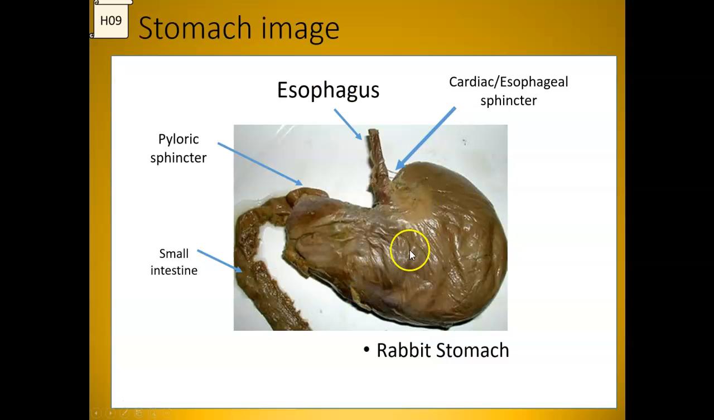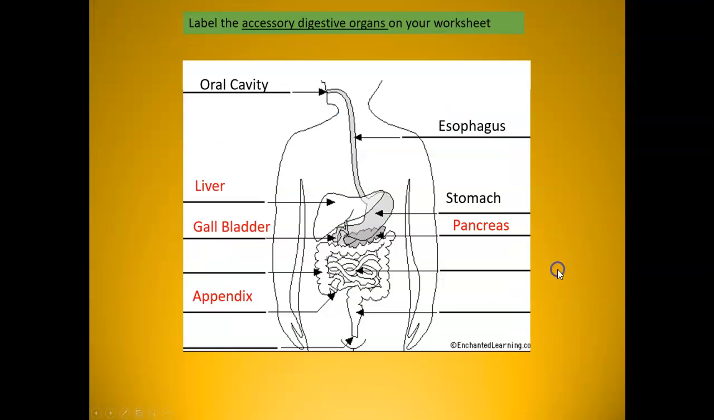Then we have a picture of the stomach here. This is a rabbit stomach, so we've got the esophagus, the cardiac or esophageal sphincter right there, and the pyloric sphincter there leading into the small intestine going off that way.